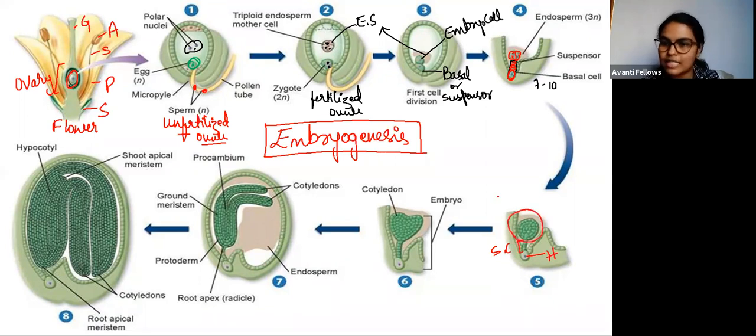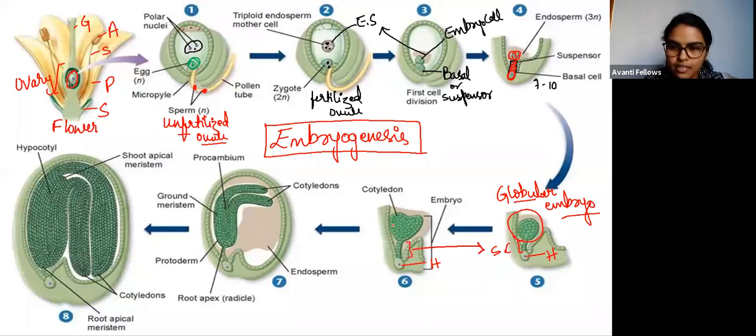This is in the globular stage. This is a globular embryo, globular shaped embryo. Why? Because it is a globe like structure, a spherical structure. After this, what you're seeing here is a heart shaped embryo, guys. Look, again this is your haustorium, these are all your suspensor cells, and this is the heart shaped embryo. Look how beautiful the heart is, isn't it? Heart shaped embryo.